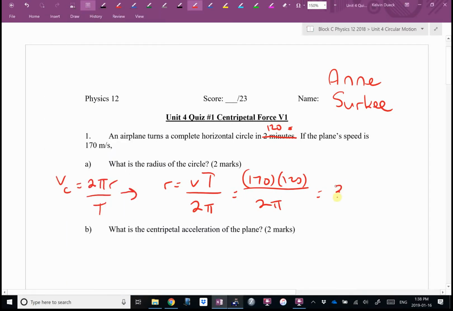So I said 3,250 meters. If you got that right, 2 out of 2. Otherwise, I would probably go something like this. Half mark for that. I'd probably go 1 mark for that and a half mark for the answer, or something like that.